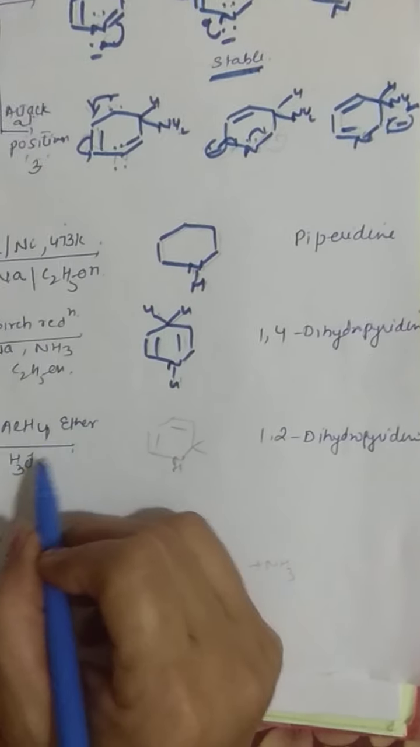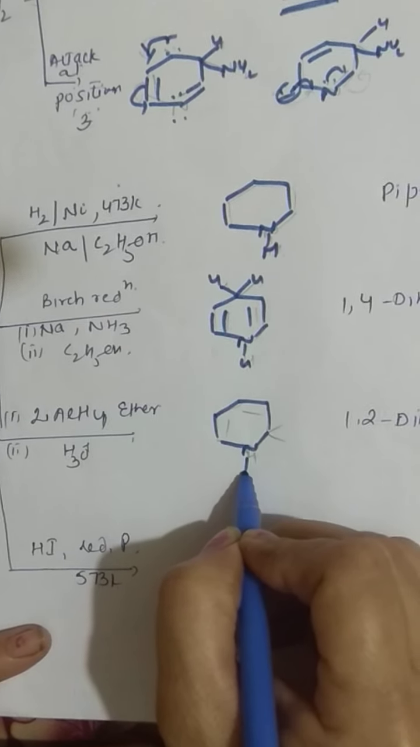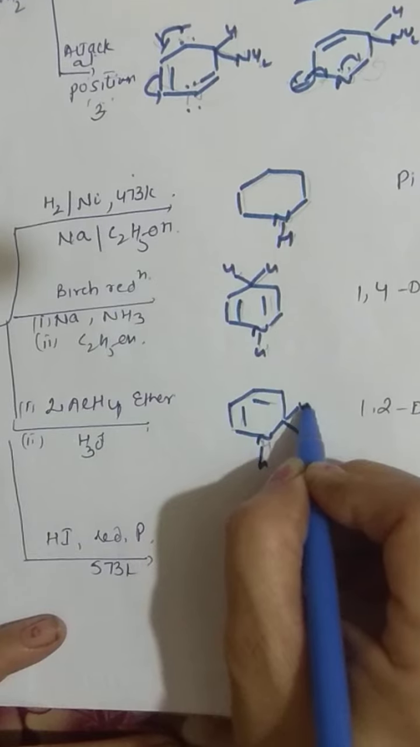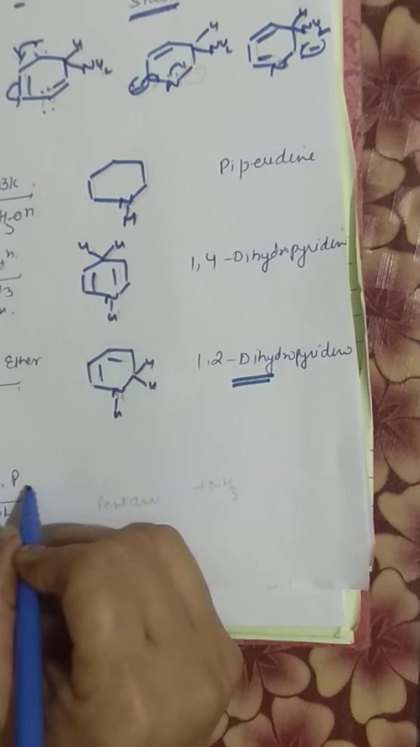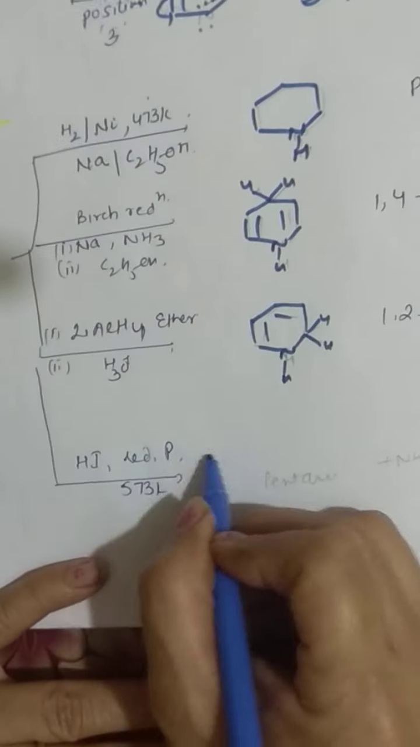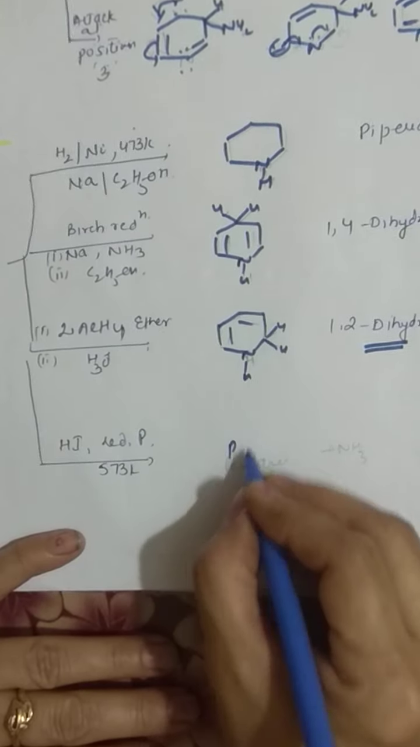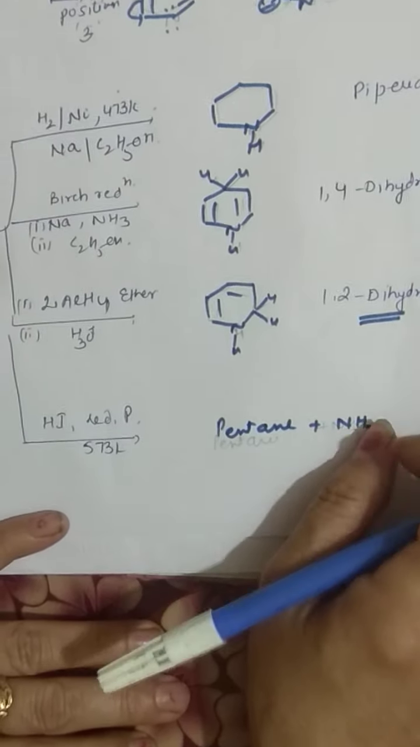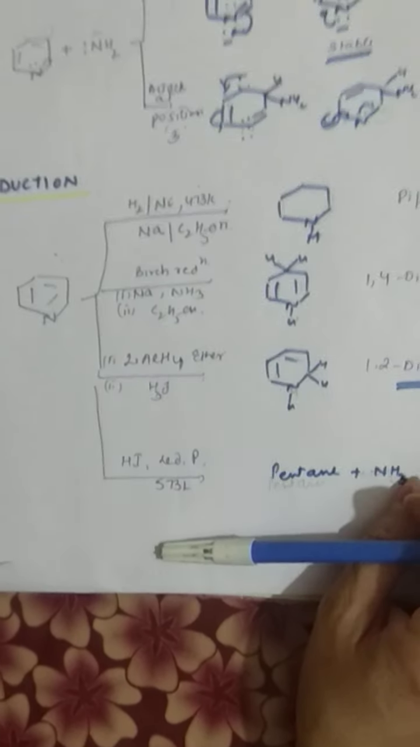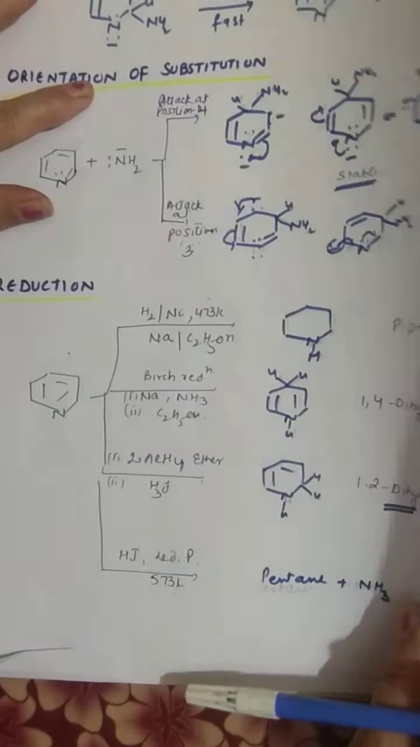And when we do lithium aluminum hydride followed by hydrolysis, we get 1,2-dihydropyridine. And when the reduction is done with hydrogen iodide in the presence of red phosphorus, in pyridine we have these 5 carbons, we get pentane and ammonia. So the nucleophilic substitution reaction takes place at position number 2 and 4, and the electrophilic substitution reaction takes place at position number 3.